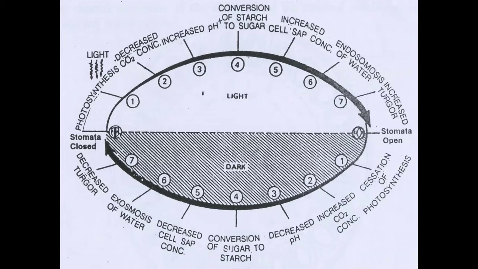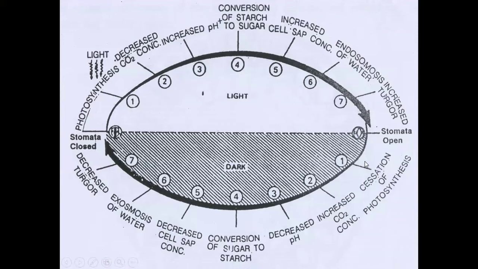Then because of this conversion the cell sap concentration is increased, and due to the increase in the concentration of cell sap, the process of endosmosis occurs. Endosmosis is the entry of water from the subsidiary cell to the guard cell, and due to this there is an increase in turgor pressure of the guard cell and the stomata is open. So here the stomata is open. So these seven events lead to the opening of stomata.